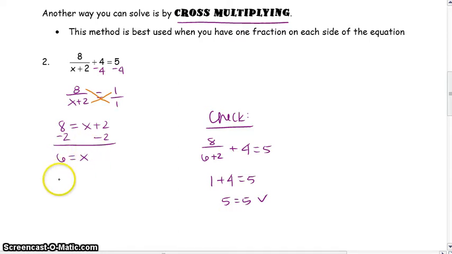So x equaling 6, I'm just going to rewrite it so x is first. That answer works, so that is our final answer.